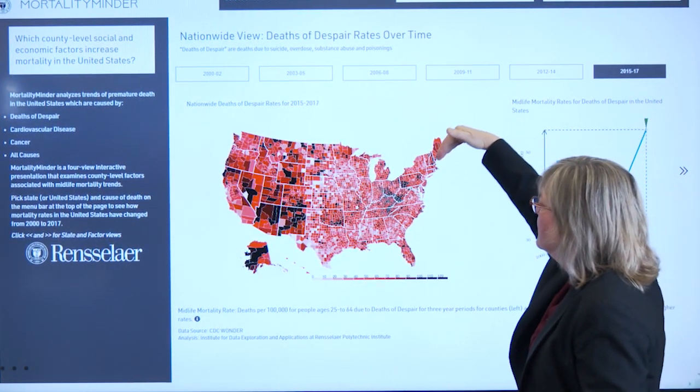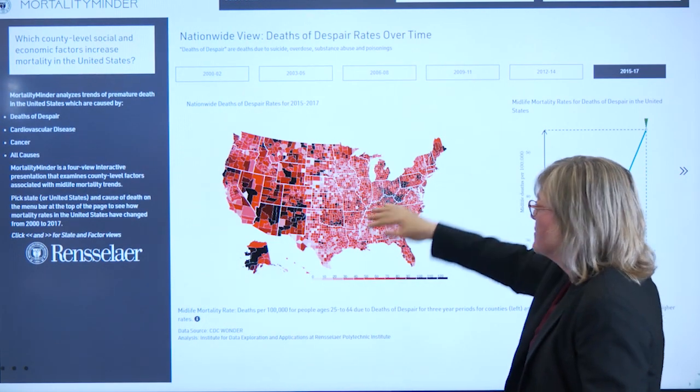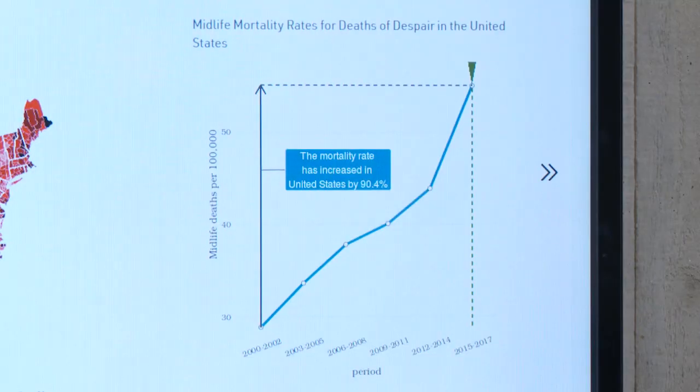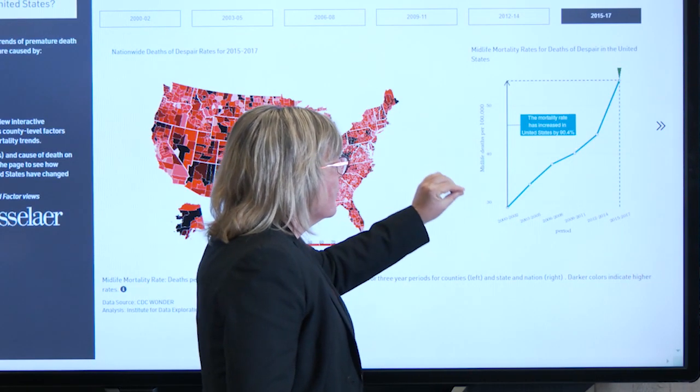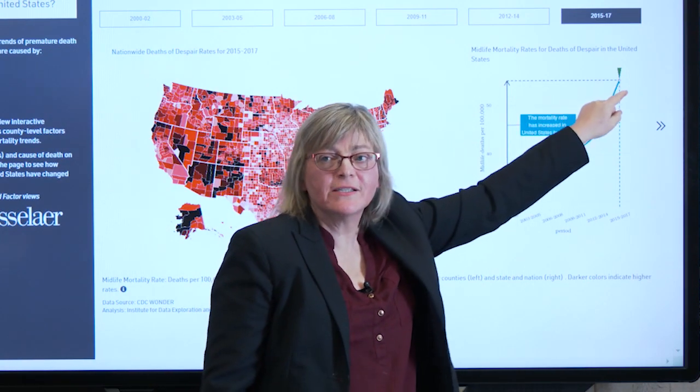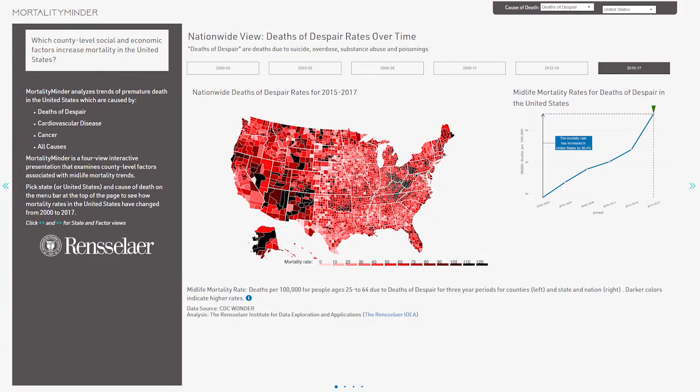And here we can see that there are large areas of the United States that are experiencing high rates of mortality. If we look over here, we can see a curve that shows the mortality rate in the nation through time, and we can see that it has risen over 90% in less than 20 years.